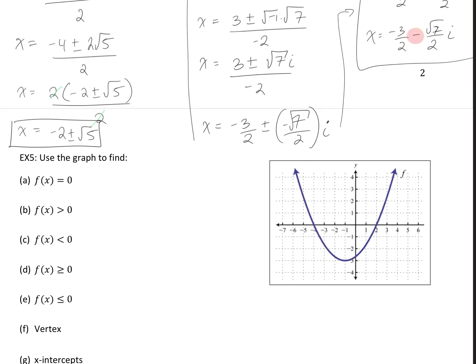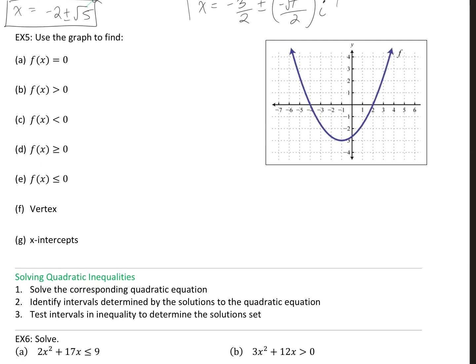All right, let's go ahead and move along. We're going to use this graph to find the following. When f of x equals 0. So again, we're trying to figure out the x values that make my function equal to 0. So finding x that does the following. So when is f of x equal to 0? Well, that's when it crosses the x-axis. So it's at the points negative 4, negative 2.